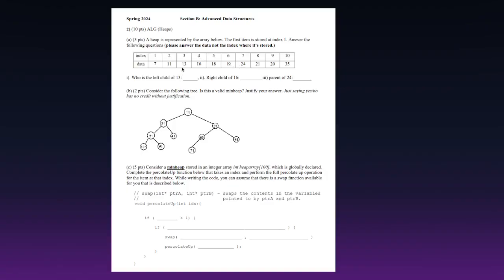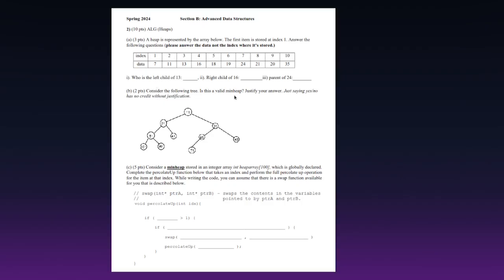So we would go to index 3. So the parent of 24 is 13, and vice versa, 24 is the right child of 13. Okay. That's the first part there. That's 3 points. So consider the following tree.